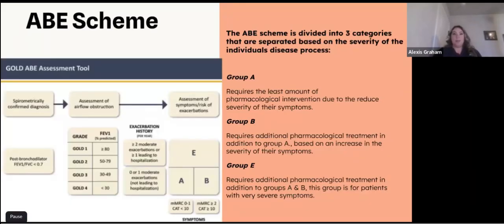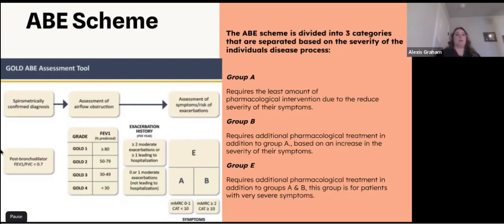So the ABE scheme. The ABE scheme is divided into 3 categories that are separated based on the severity of the individual's disease process. Group A requires the least amount of pharmacological intervention due to the reduced severity of their symptoms. Group B requires additional pharmacological treatment in addition to Group A, based on an increase in the severity of their symptoms. Group E requires additional pharmacological treatment in addition to Groups A and B. This group is for patients with very severe symptoms. So A, B, and E, which is the ABE scheme. A is kind of bad, B is pretty bad, and E is the worst.